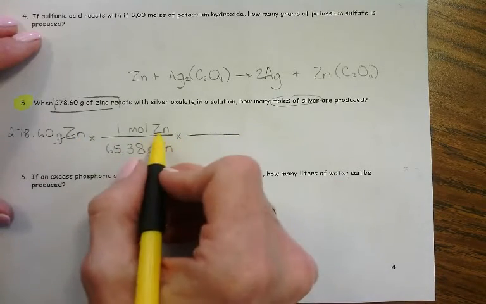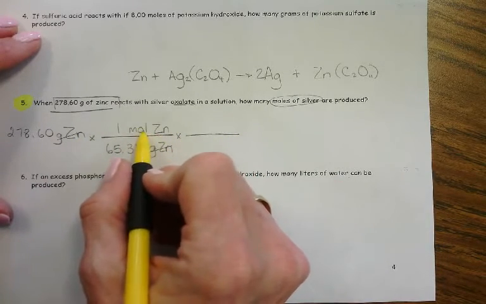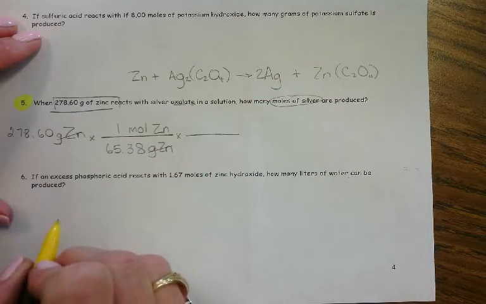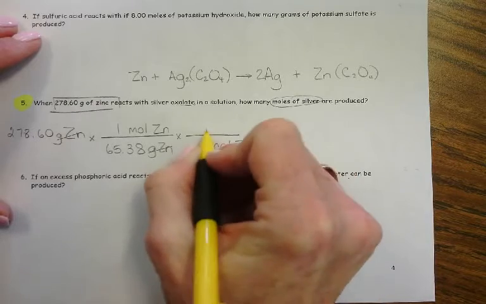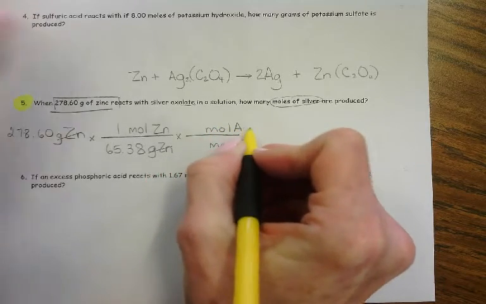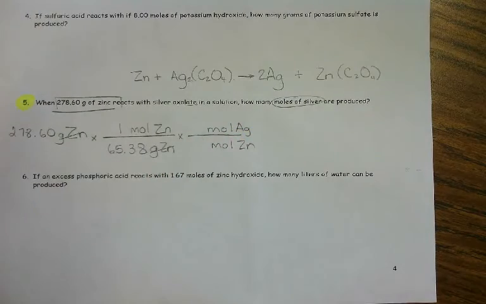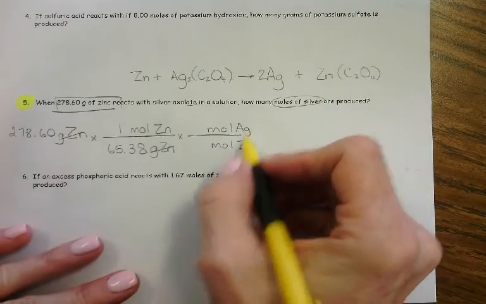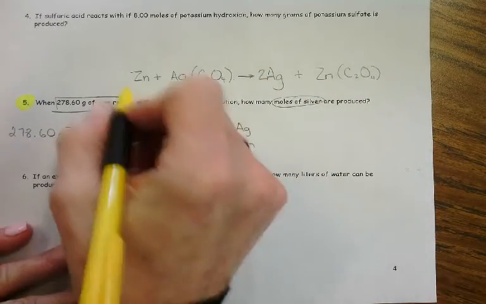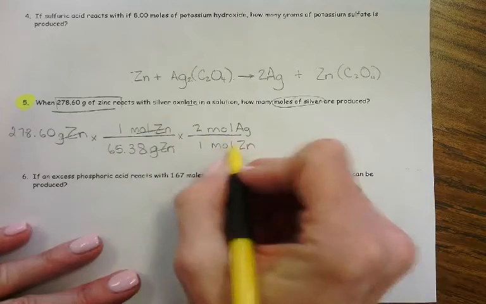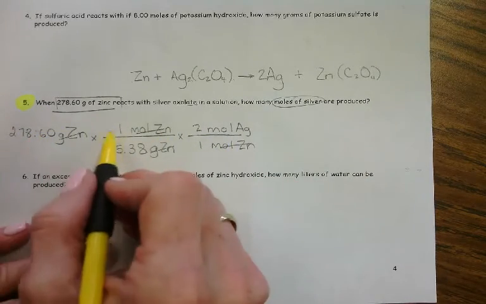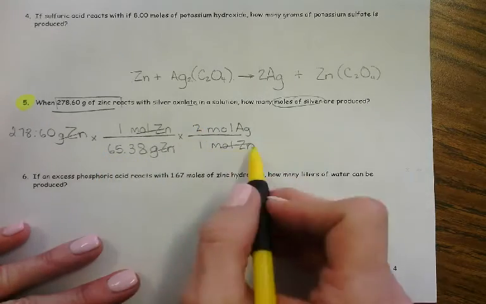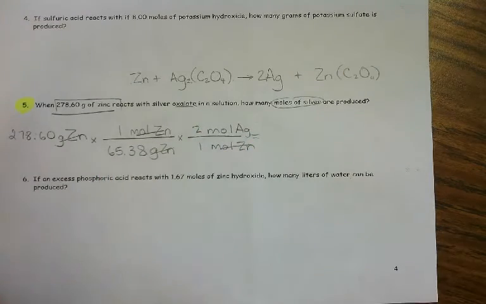So I can use my balanced equation. I just need to convert from moles of zinc to moles of silver. So I just go down moles of zinc, and I want to convert to moles of silver. So we use the balanced equation. There's 2 moles of silver and 1 mole of zinc. I'm going to multiply everything in my numerator, 278.60 times 1 times 2, and I'm going to divide by what's in the denominator, which is just 65.38. Let me do that math.